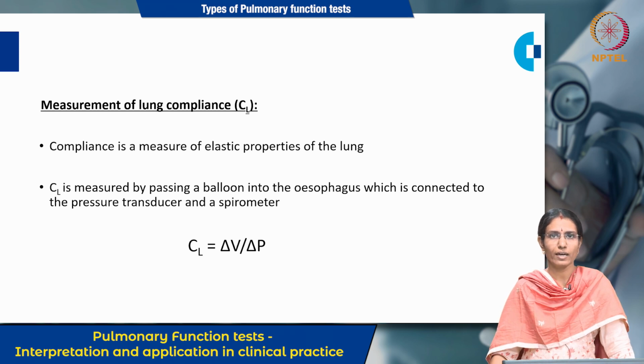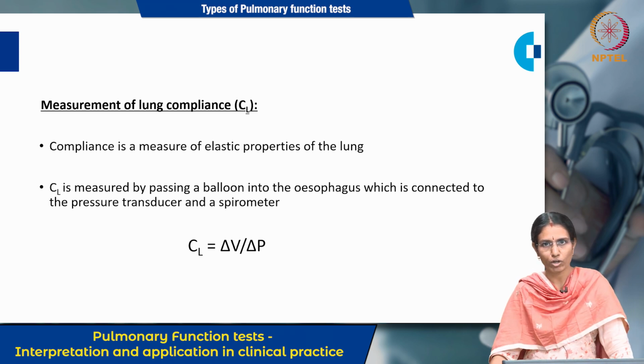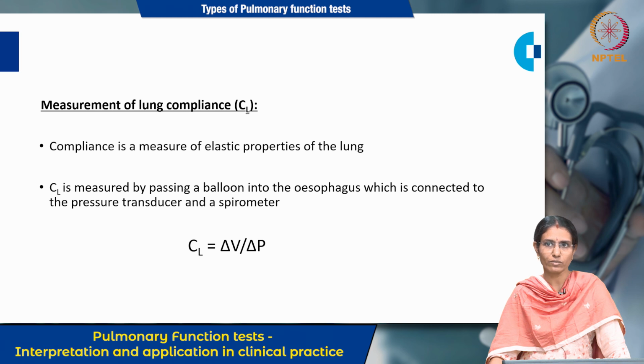And what are the other tests of airway functions? Tests to measure the lung compliance. What is compliance? You have already studied compliance as unit change in volume by unit change in pressure. This is a measure of the elastic property of the lung. And how do we measure compliance? By passing a balloon into the esophagus, which is connected to the pressure transducer and a spirometer, changes in volume and the pressure can be obtained, from which compliance can be calculated.